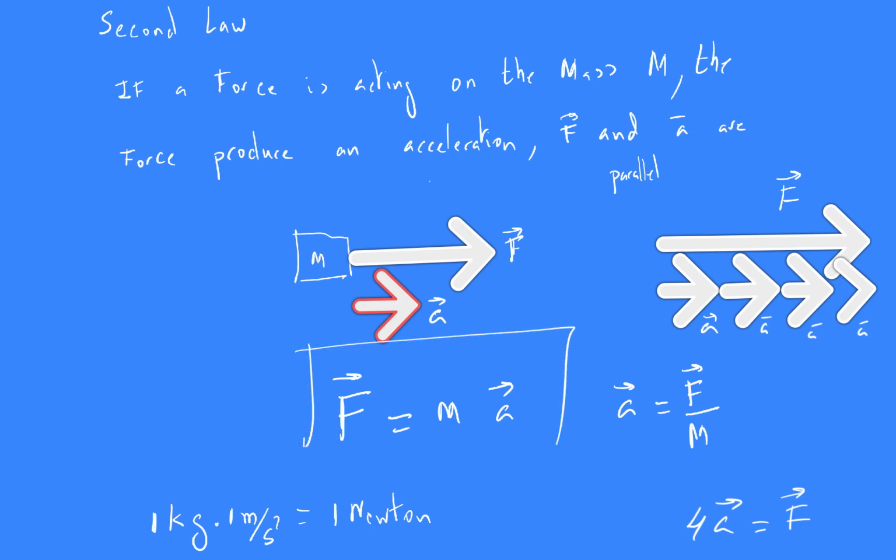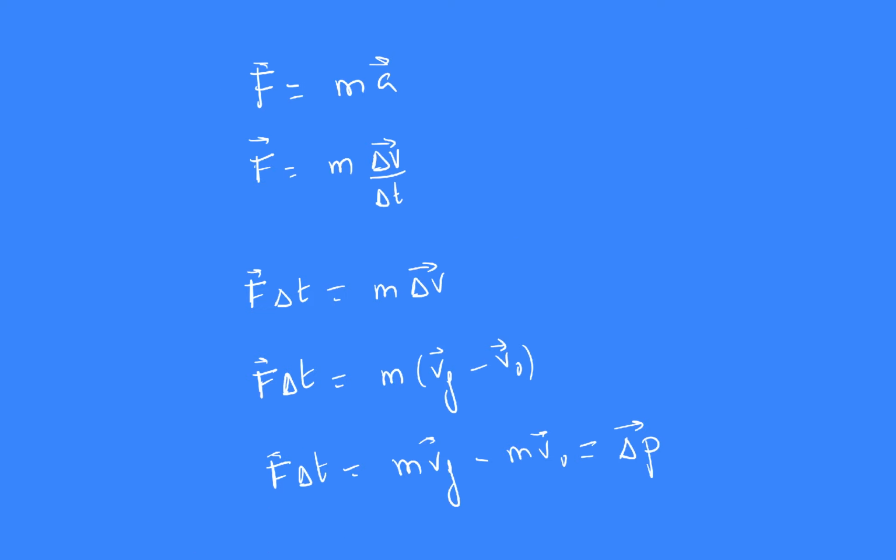The force is measured in newtons, and 1 newton is the force that acts on a mass of 1 kilogram and produces an acceleration of 1 meter per second squared. This is what 1 newton means. 10 newtons means a force acting on a mass of 10 kilograms that produces an acceleration of 1 meter per second squared. So let's write the equation.